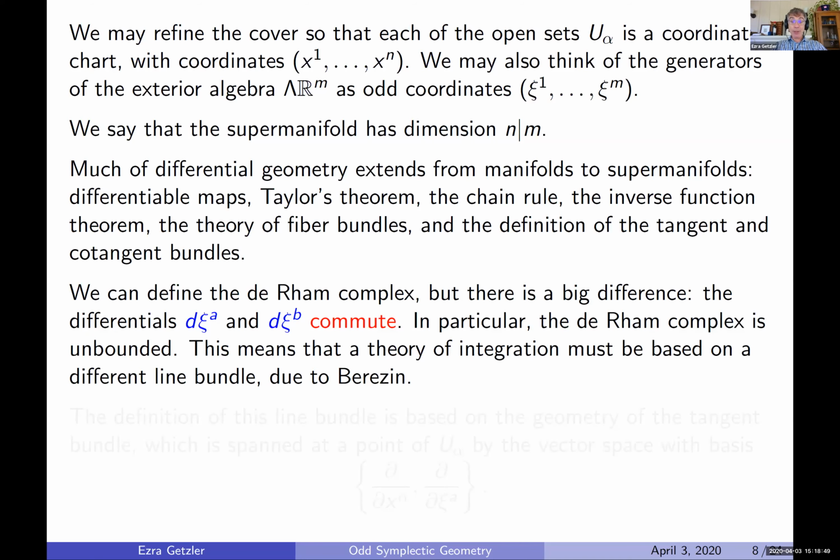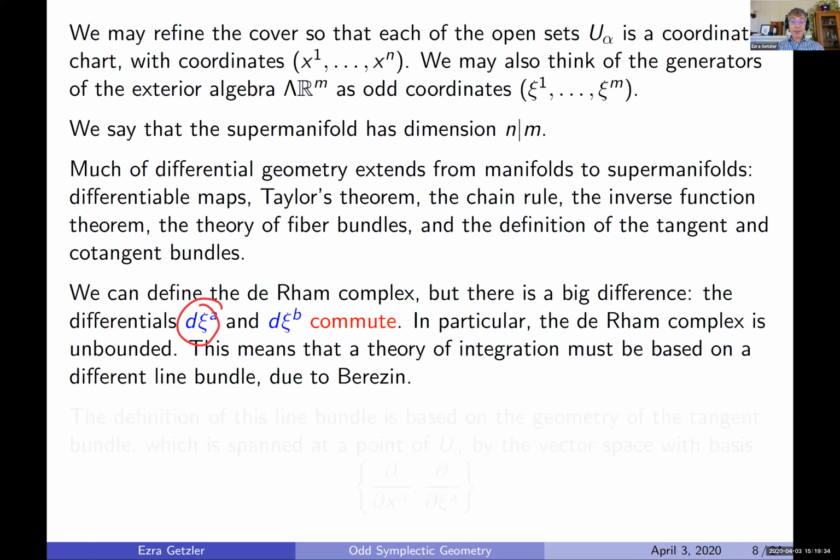You can define the de Rham complex, but now we get a huge difference. The differentials of the odd coordinates now commute. And for even d psi i, you see it commutes with itself, whereas psi i anti-commuted with itself, so had square 0. So d psi i actually generates a polynomial algebra in the de Rham complex. And as a result, the de Rham complex is unbounded above. It doesn't have a highest degree, and integration is not in supermanifold theory of differential forms, but of something else. So now I'm going to try to explain that.